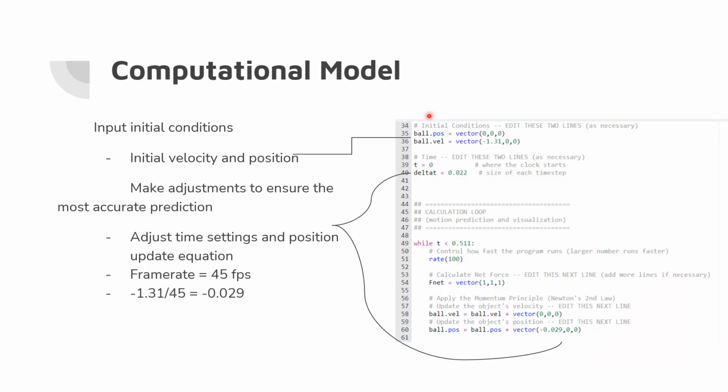Alright, so in order to make our model, we're going to first input our initial conditions of velocity and position, which we can see here. Then we're going to adjust our delta t and our position update vector in order to accurately describe what the tracking software saw. Since our frame rate was recorded at 45 FPS, we're going to divide our delta t so that it's 1 over 45. Then our position update vector is going to be negative 0.029 because that is our velocity divided by 45.